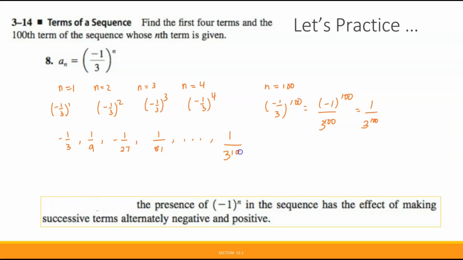Now in this example, we wanted to pay attention to that alternating in sign. Starts out negative, goes positive. Starts out negative, goes positive. Next one would be negative, goes positive. And so I can look at how that negative 1 to the nth power is what's generating alternating signs.